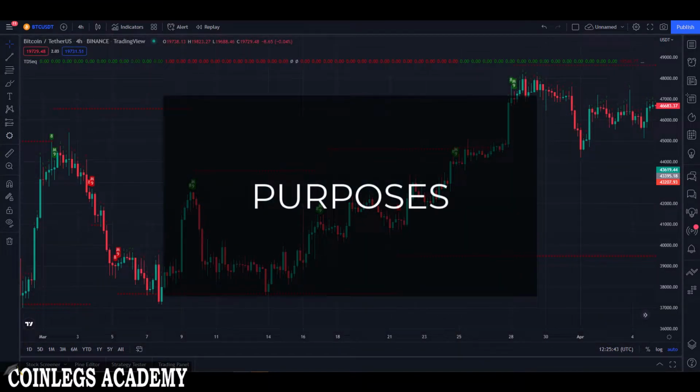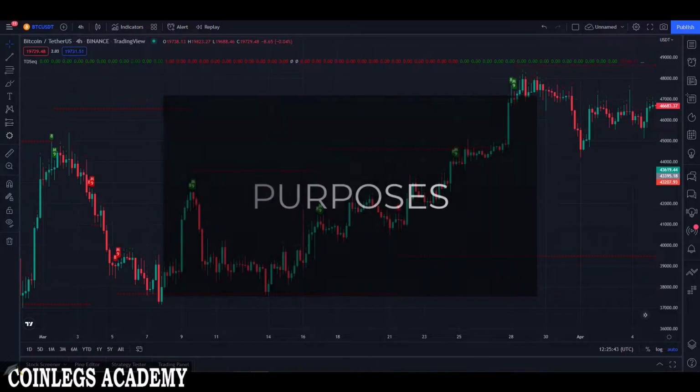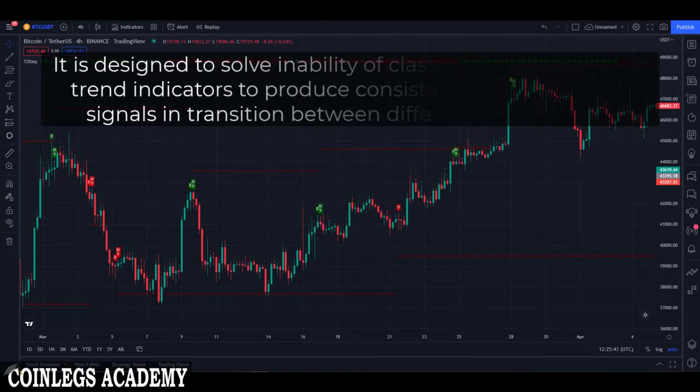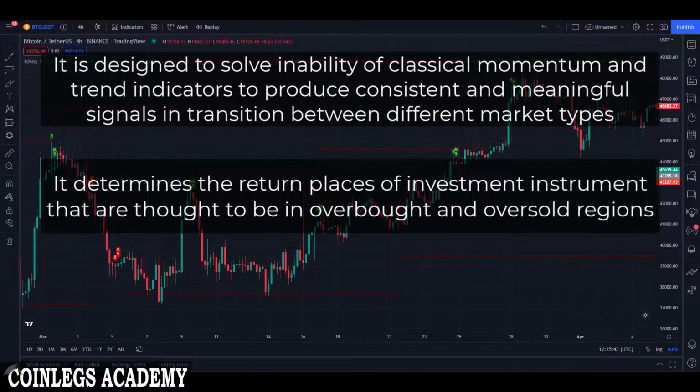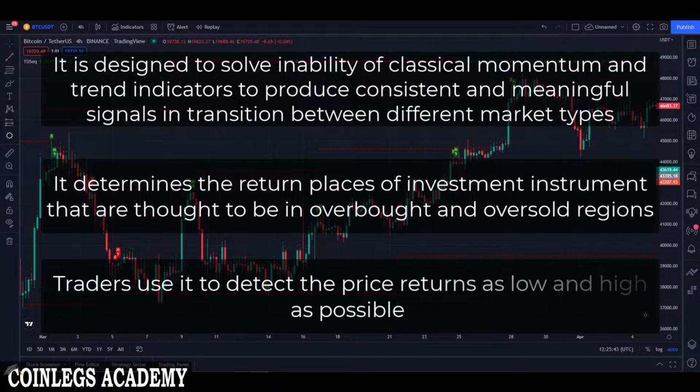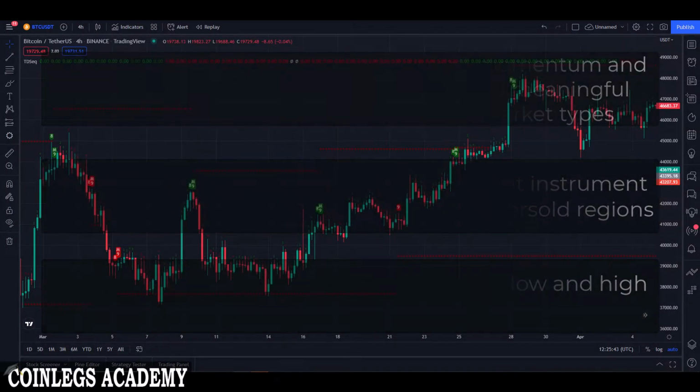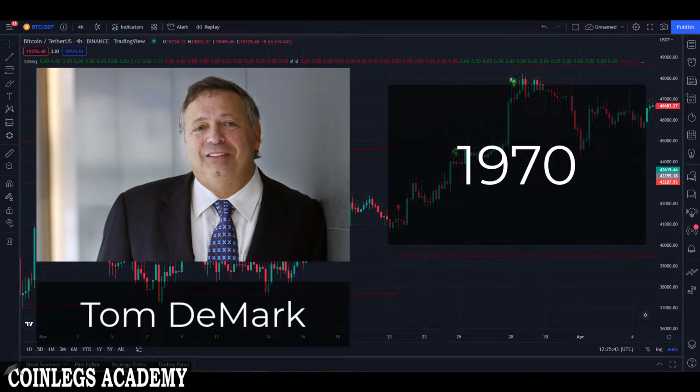Now, let's take a look at the purposes of the Td Sequential. It is designed to solve the inability of classical momentum and trend indicators to produce consistent and meaningful signals in transition between different market types. It determines the return places of investment instruments that are thought to be in overbought and oversold regions. Traders use it to detect price returns as low and high as possible. The Td Sequential indicator was designed by Tom DeMark in the 1970s.